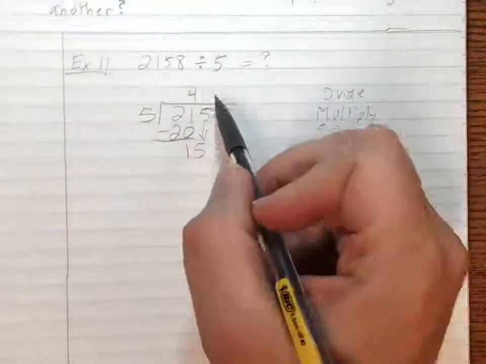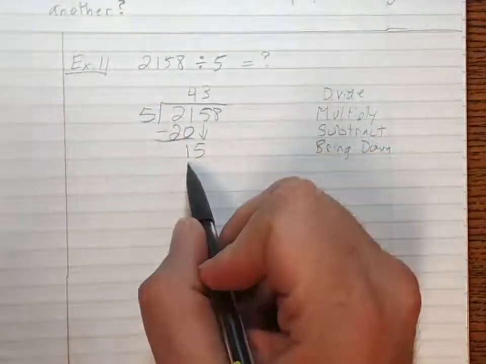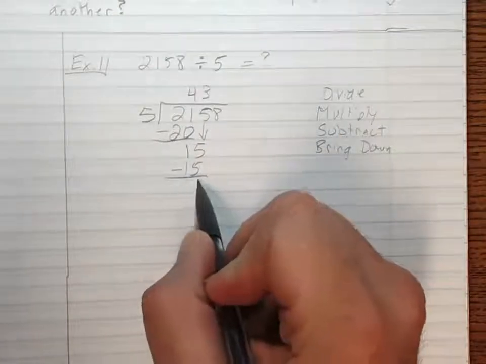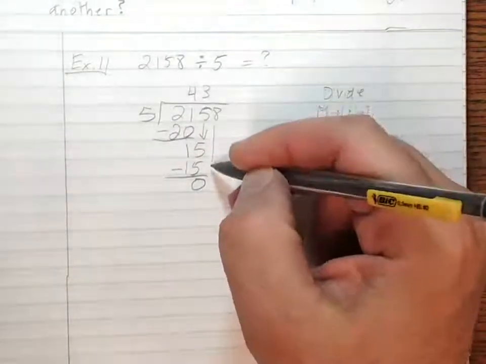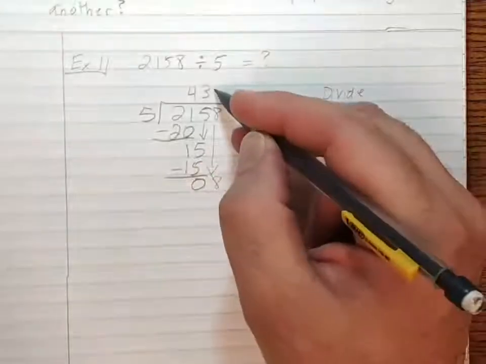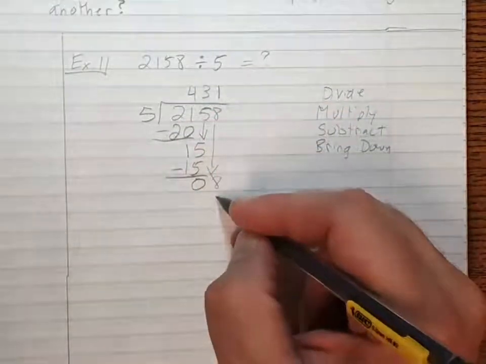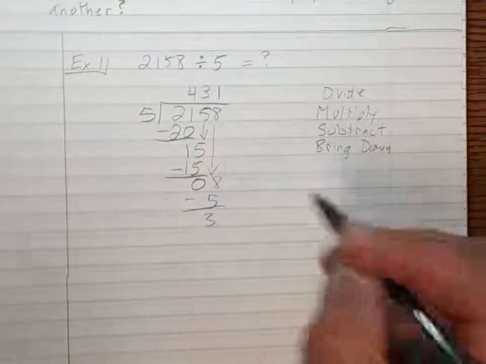So 15 divided by 5 is 3. 3 times 5 is 15. I subtract and I get 0. Then I'll bring down the 8. 5 goes into 8 one time. 1 times 5 is 5. If I subtract, I get 3.